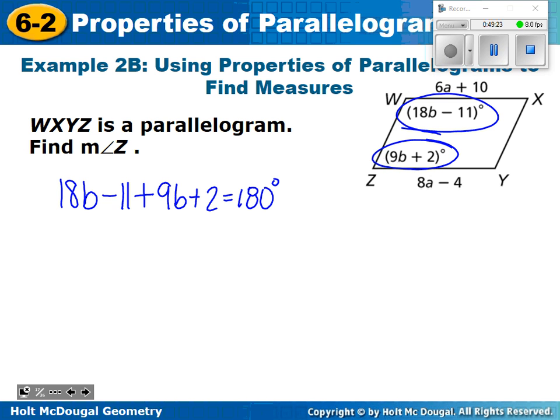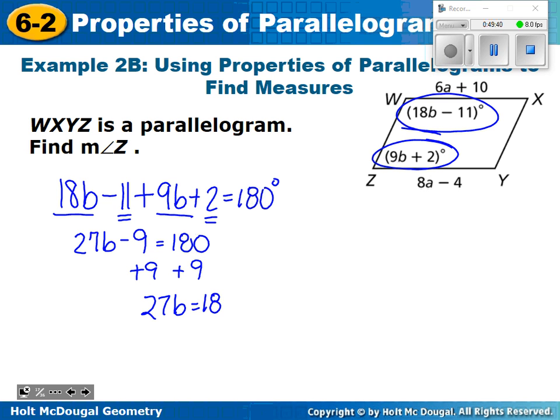All right. Combine like terms. What's 18 and 9? 27b. Negative 11 plus 2 minus 9 equals 180. Add 9. Very good. Divide by 27. 7. Okay, so B is 7.